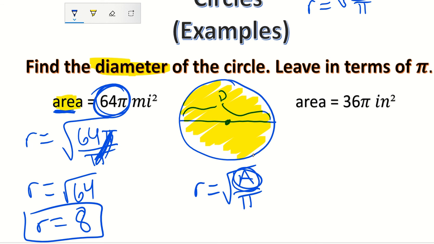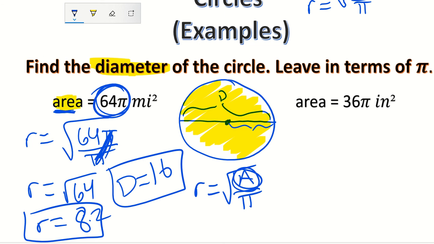But of course, they don't want the radius. They want the diameter. So if you multiply this one times 2, we would get 16. So my diameter would be 16.